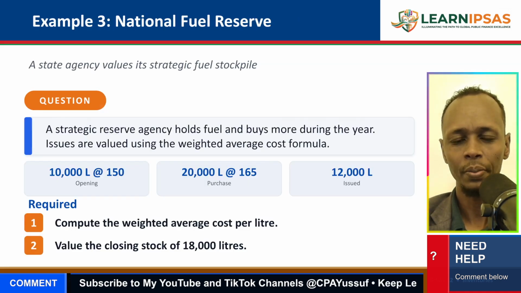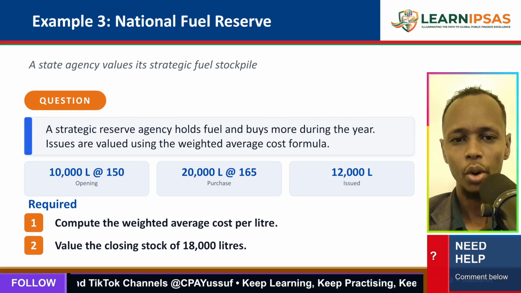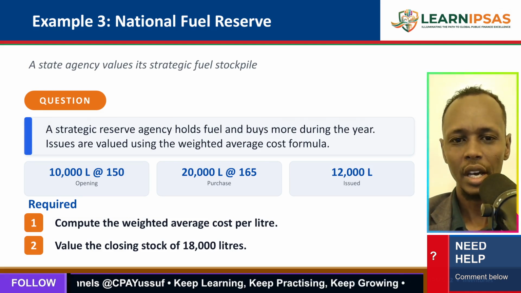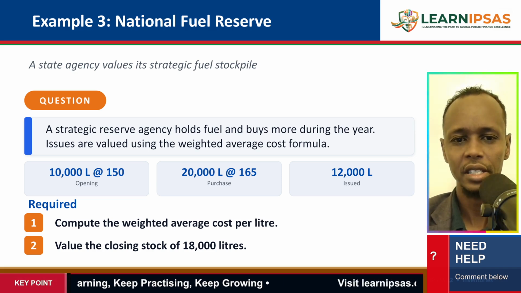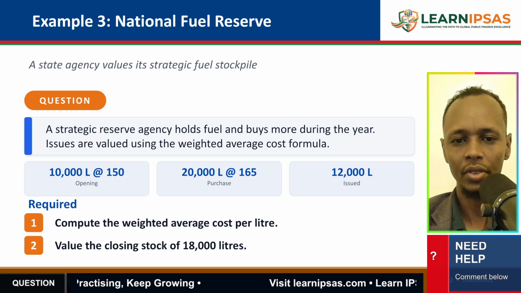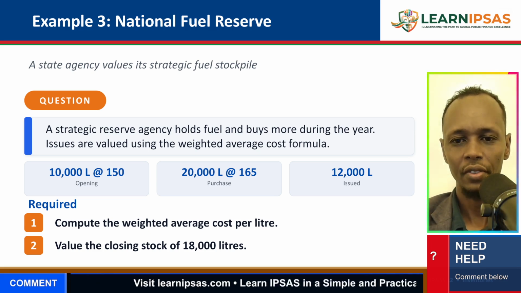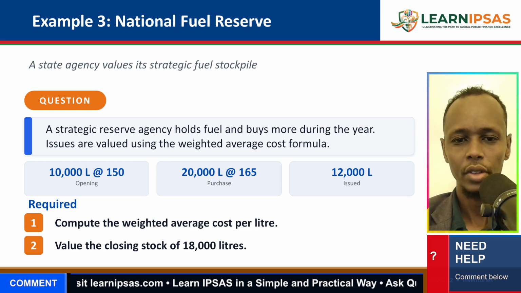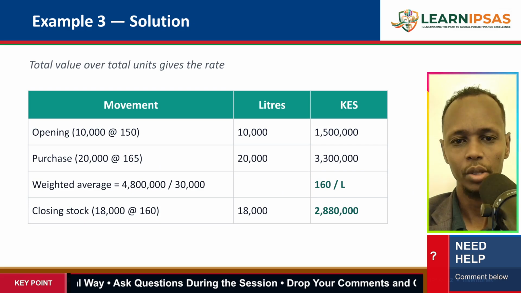So this is an example. Strategic Reserve Agency holds fuel and buys more during the year. Issues are valued using the weighted average cost. So the opening balance is 10,000 liters at 150. 20,000 liters is the purchase at 165, and what was issued is 12,000. So we are told to compute the weighted average cost per liter, then value the closing stock of 18,000.